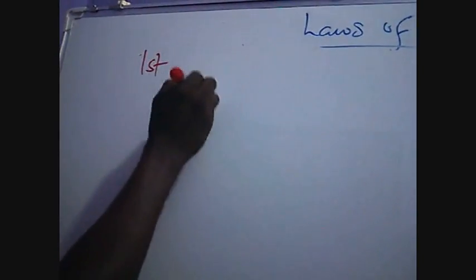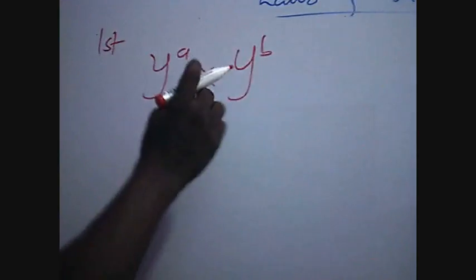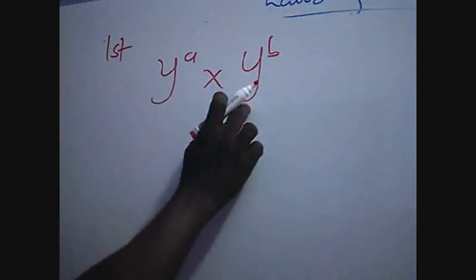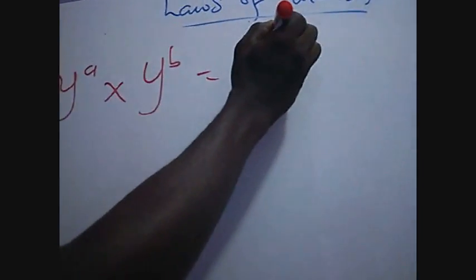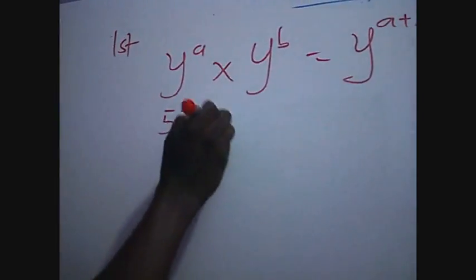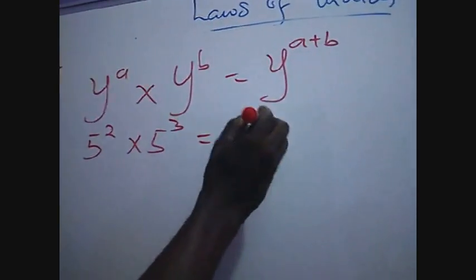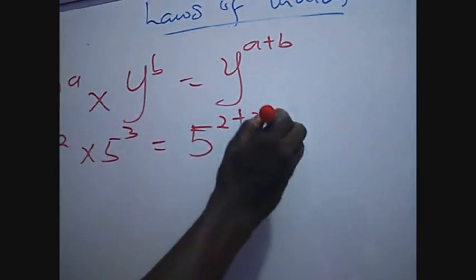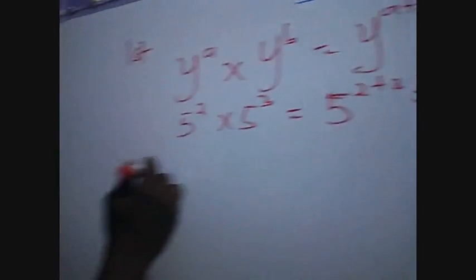first law of indices, we said that when we have y raised to the power of a times y raised to the power of b, when the two bases are the same and we have multiplication in between, this is the same thing as y raised to the power of a plus b. An example of that: if you have 5 raised to the power of 2 times 5 raised to the power of 3, this is the same thing as 5 raised to the power of 2 plus 3, and that will give us 5 raised to the power of 5. You can see that the two bases are the same, so we have multiplication in between, so we add their indices together.